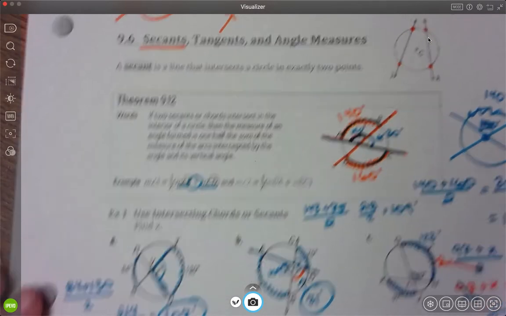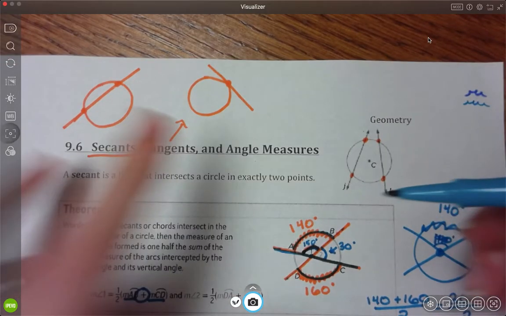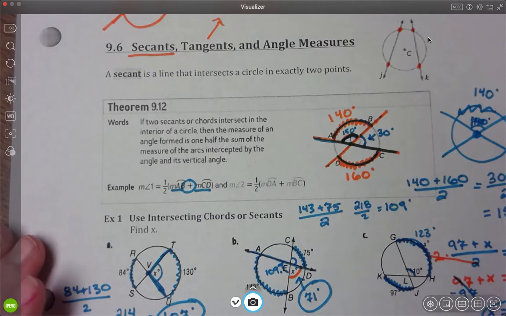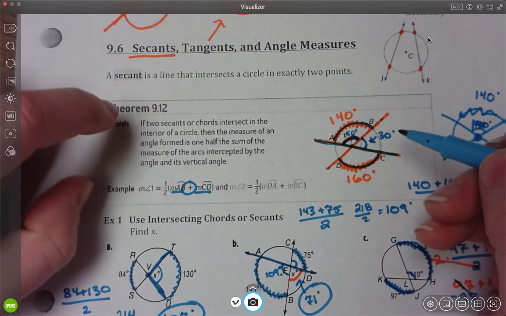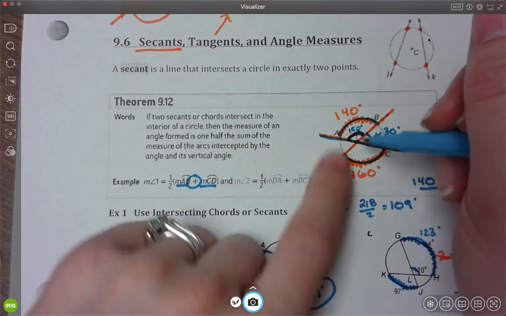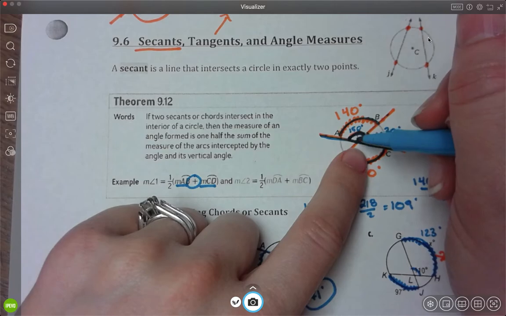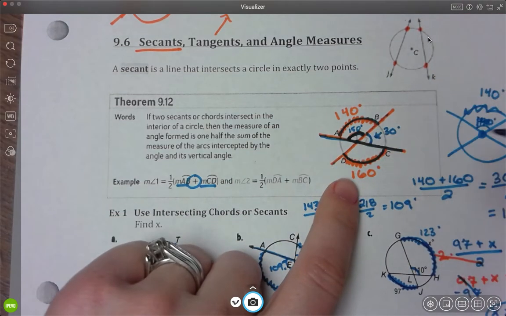Basically, three things are happening when we're dealing with secants and tangents and how they are intersecting with each other. Let me break this down for you this way. In this top part here, we were taking the average of the two arcs. So we were taking 140 plus 160, dividing by 2, and that gave us 150 in the middle here, and that will tell us what this angle is.